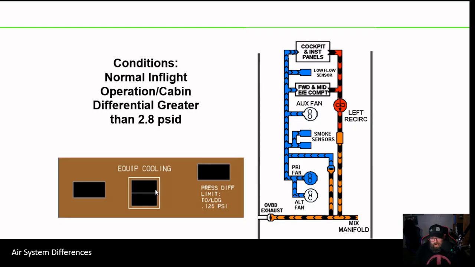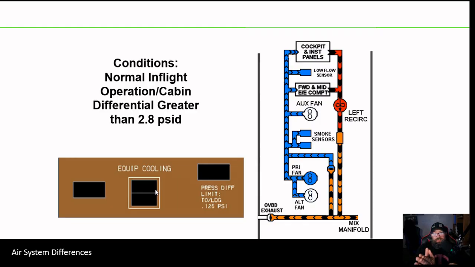Now, greater than 2.8 PSID. In this case, we're getting ready to take off, or ready to be in flight conditions. So engine started, you're taxiing out. Your cabin starts to pressurize when you push the thrust levers up, right? So when that happens, you get above that 2.8 PSID, and your overboard exhaust closes.